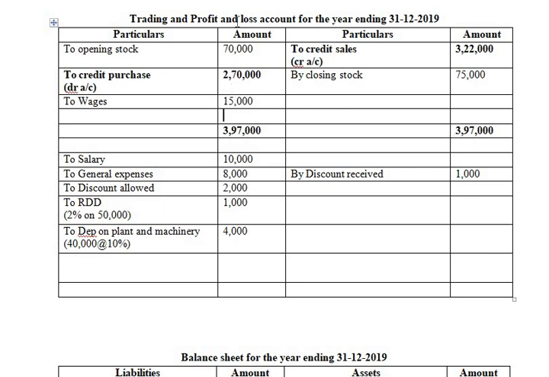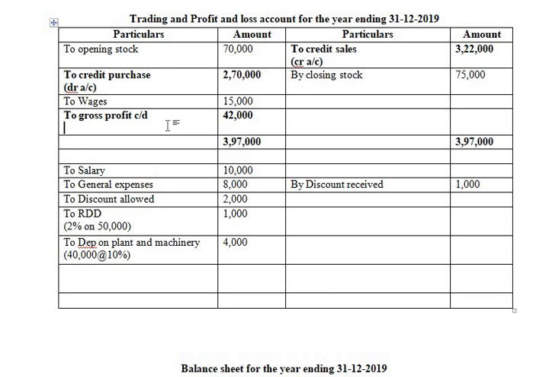Now what is the balance? 3,97,000 minus 70,000 minus 2,70,000 minus 15,000. How much is the amount? The amount goes to 42,000. What will you write against this? To gross profit carried down, in brackets the balancing figure. Bring down this gross profit to the profit and loss account.